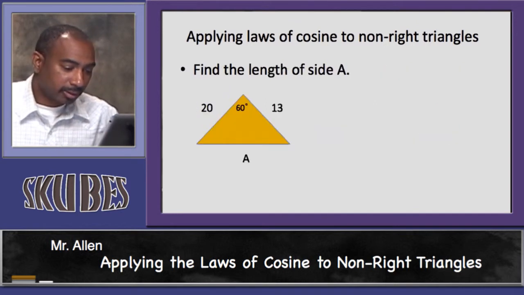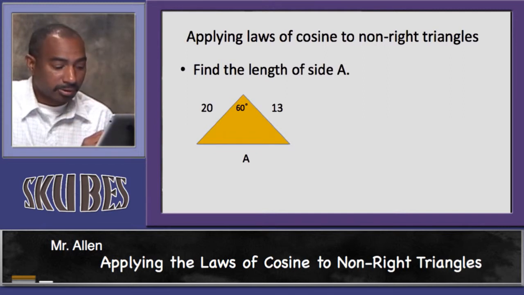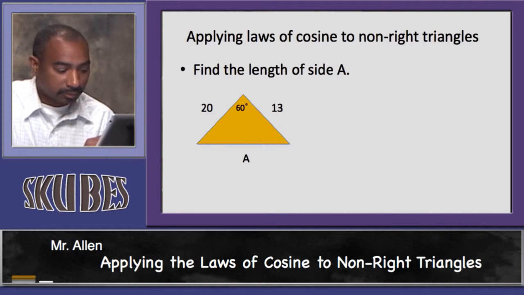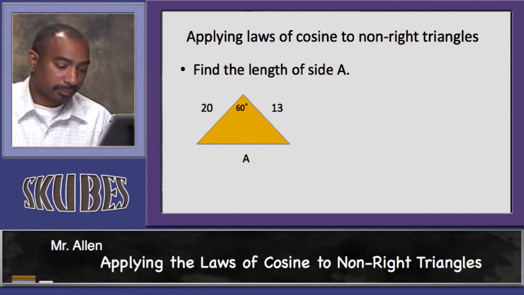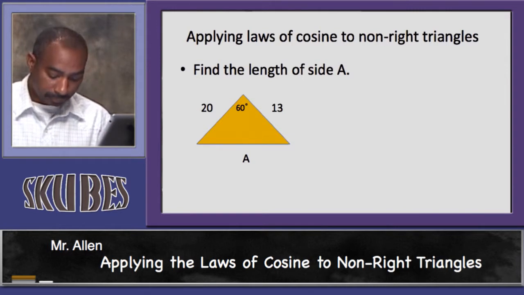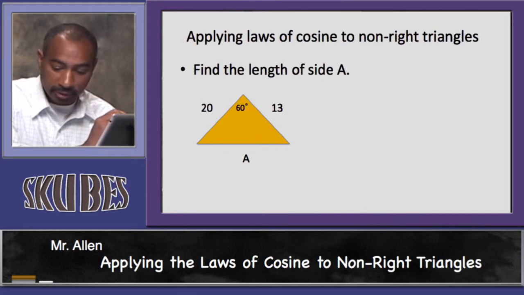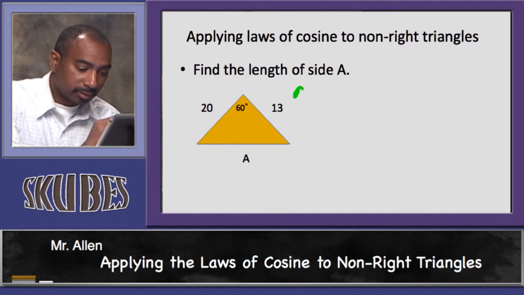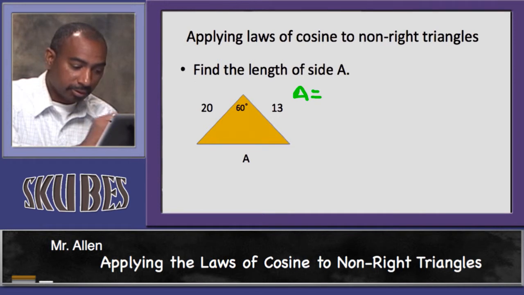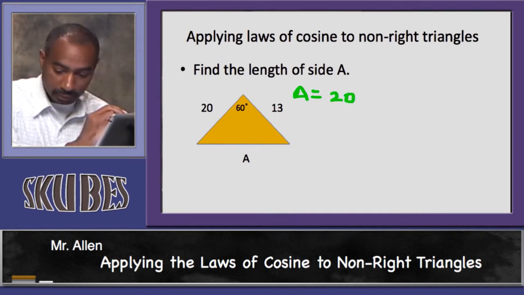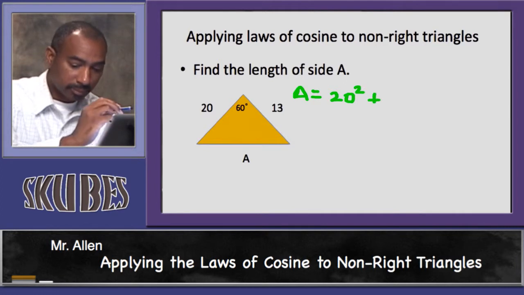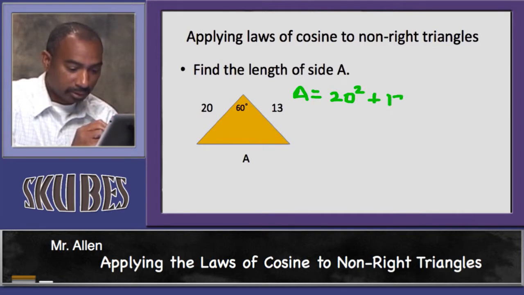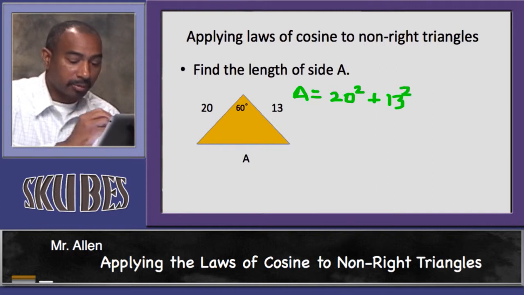For example, find the length of side a. In this case, we have a situation of side, angle, side. We're given two sides and an included angle, so we know we can use the law of cosines. What you want to use is the definition. So a squared equals 20 squared plus the other side, 13 squared. Remember, this comes from the Pythagorean theorem.